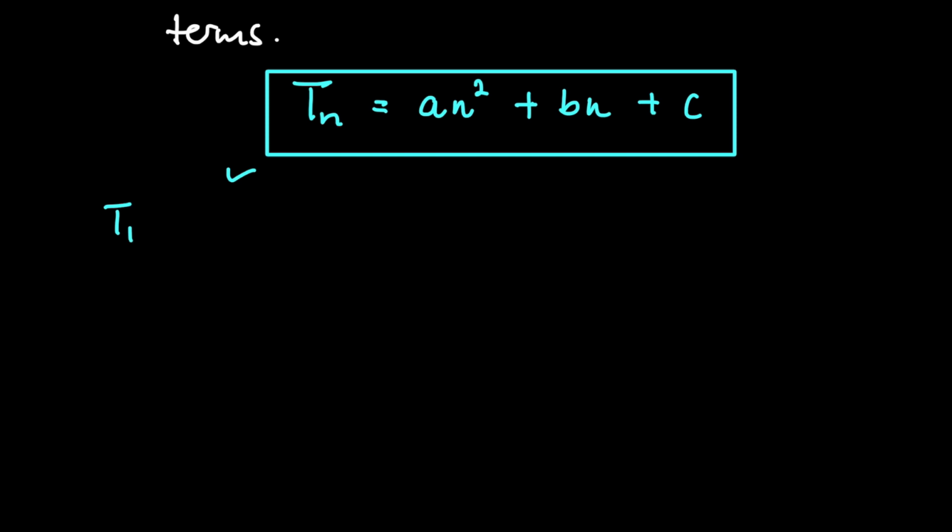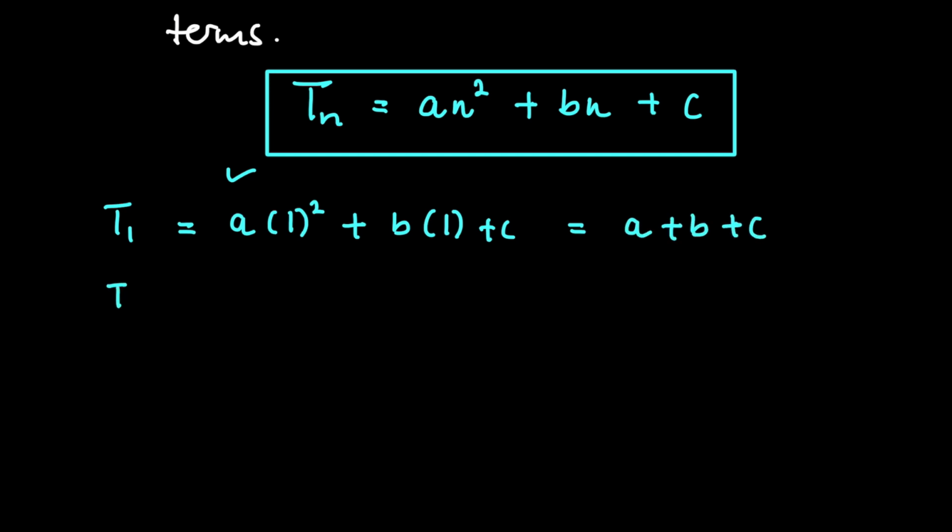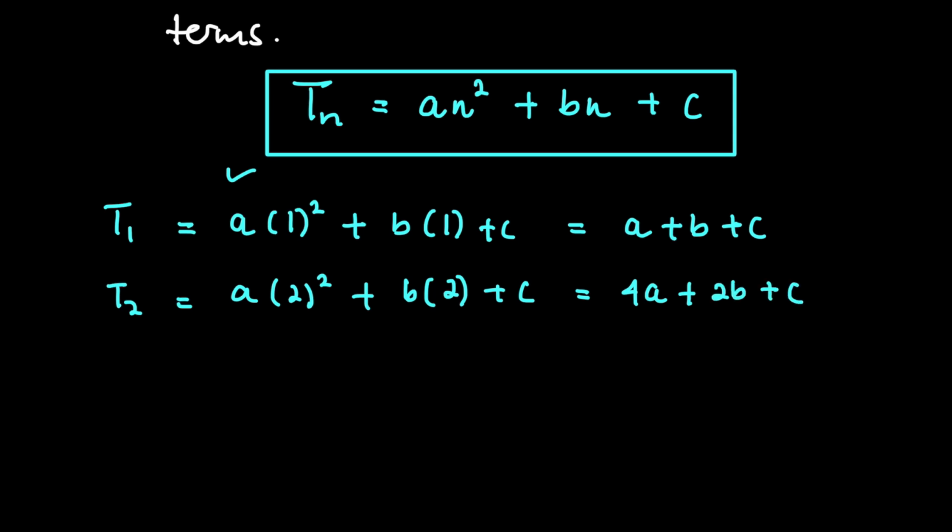Now, the first term here will be a times 1 squared plus b times 1 plus c. And what is that? That is a plus b plus c. What about the second term? The second term would be a times 2 squared plus b times 2 plus c. What is that? That is 4a plus 2b plus c.